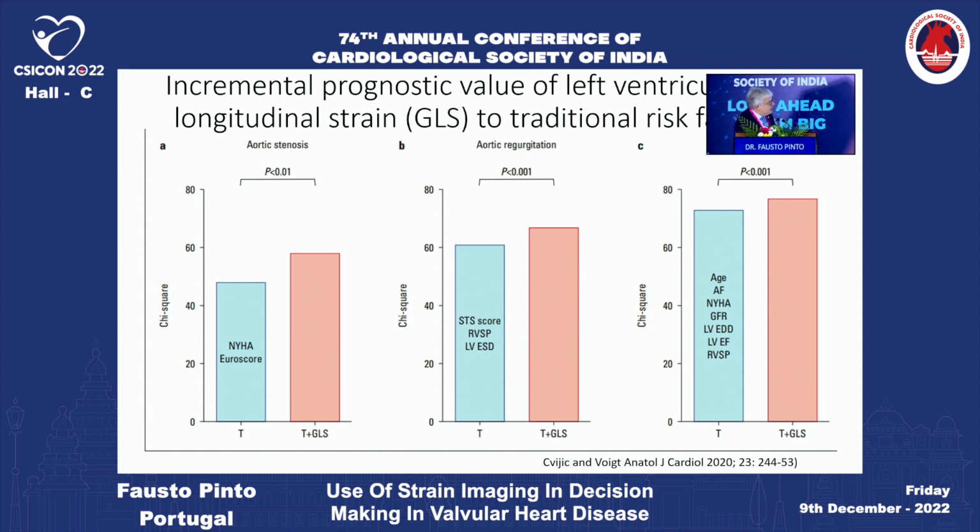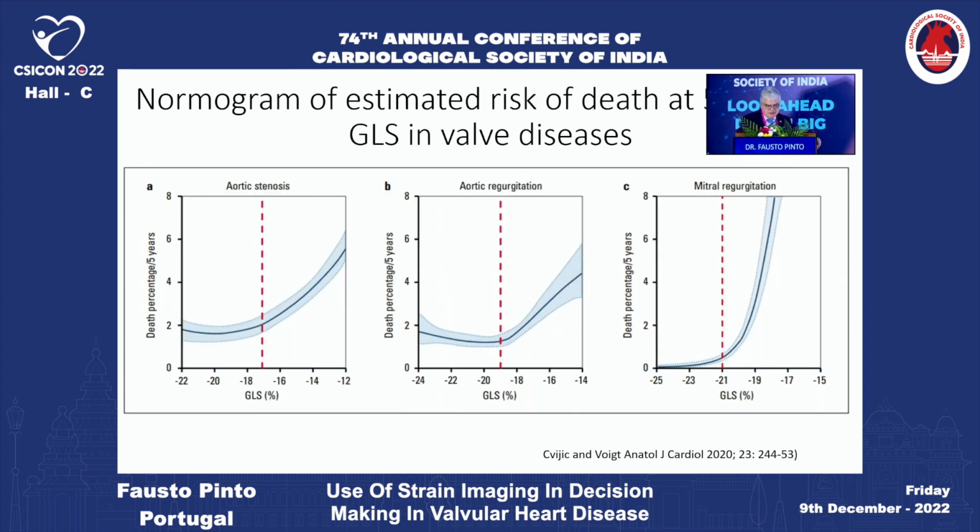And when we add global longitudinal strain, there is actually a significant incremental prognostic value of adding left ventricular strain in this assessment of patients with these different forms of valve disease. And here you can see a nomogram of the estimated risk of death at 5 years when we use global longitudinal strain in valve diseases. For aortic stenosis, you can see that it's about minus 17 global longitudinal strain; it's minus because it goes in a negative wave. It's about 19 for aortic regurgitation and about 21 for mitral regurgitation.